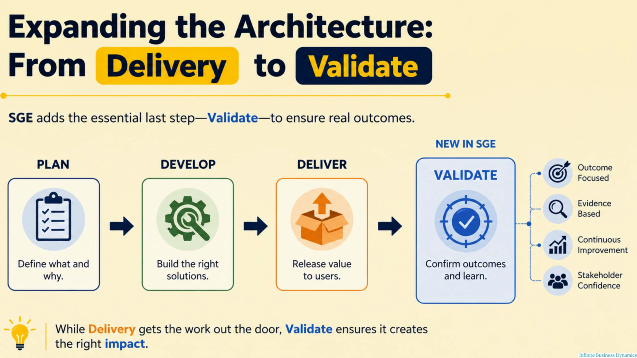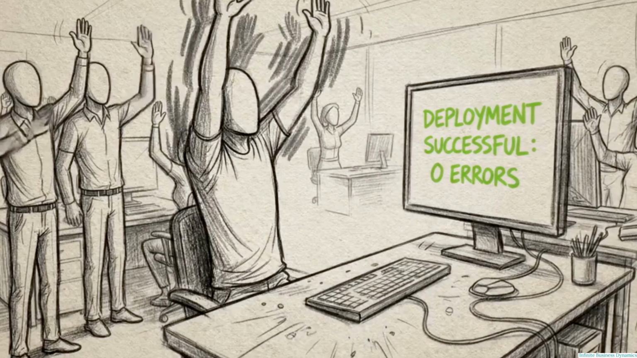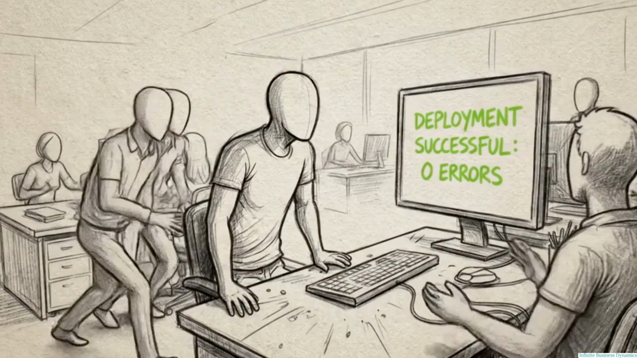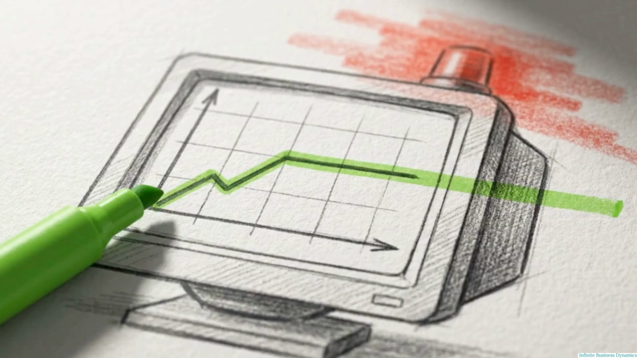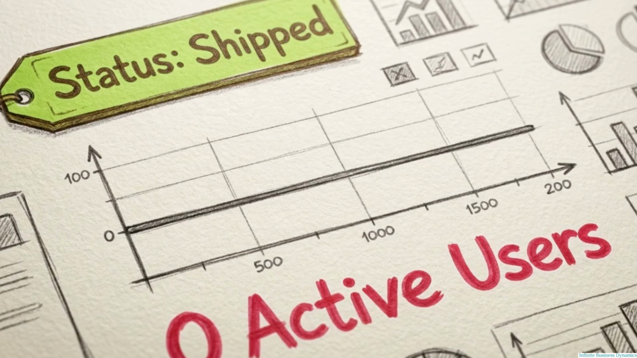Learning reinforcement. It is the most common failure in modern development. A team ships secure, perfectly engineered code exactly to specification. But if no users actually adopt the feature and business metrics flatline, technical success is irrelevant. We succeeded at delivery, but failed at value creation.